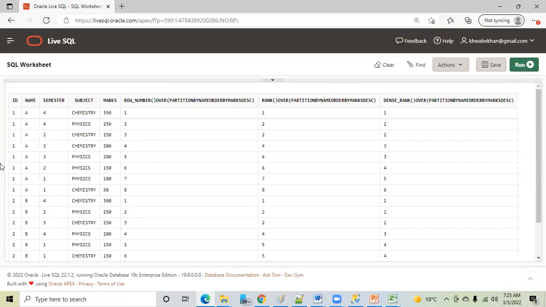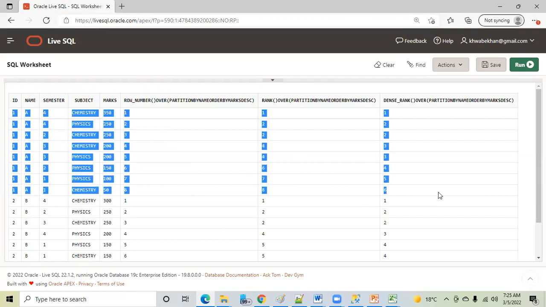Now, see. First of all, concentrate on this A record. Row number is 1, 2, 3, 4, 5, 6, 7, 8. It is in a serial manner. Rank is 1, 2, 2. Because the marks are the same, it has given 2. That is fine. After that, it has started with 4. It has skipped the sequence. 3 is skipped. Row number has covered 3 here, right? Now, coming to dense rank: 1, 2, 2. This is correct. After that, it has taken 3. This is also correct. After that, 3, because both the marks are 200, so it has given 3. This is also correct.